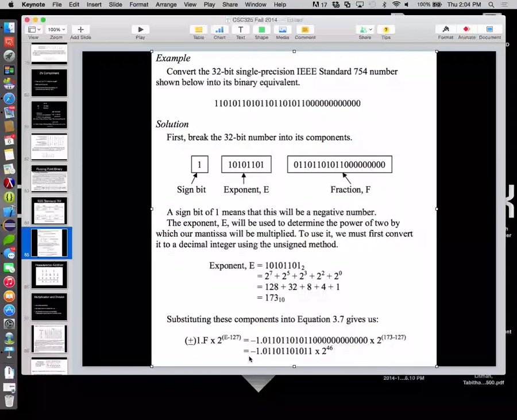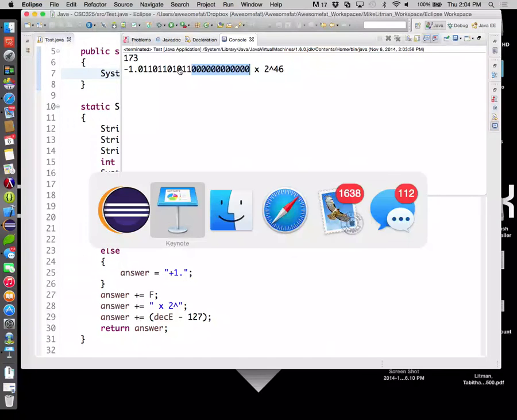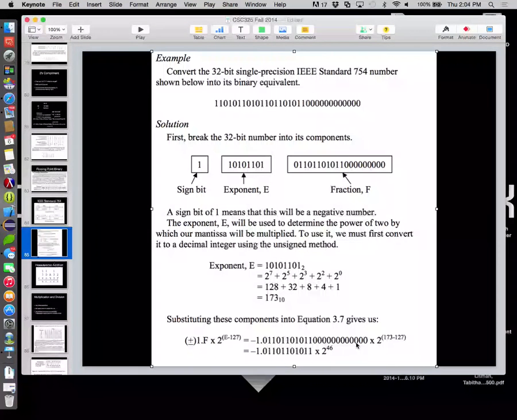So it should be negative 1.01101101011 times 2 to the 46th. Negative 1.01101101011 times 2 to the 46th. Where did all these come from? We had them up here.